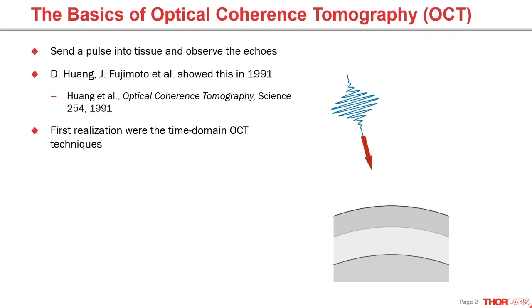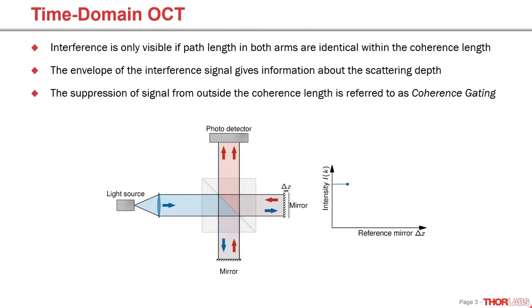And this very idea was first shown by David Huang and James Fujimoto's lab in 1991 in their famous Science paper. And the first realization of this is the so-called time domain OCT that I'm going to talk about first. The main problem is that to really measure these impulse responses from the different depth layers is something you cannot really do because light is way too fast. And what you do instead is you make use of the coherence of the light source.